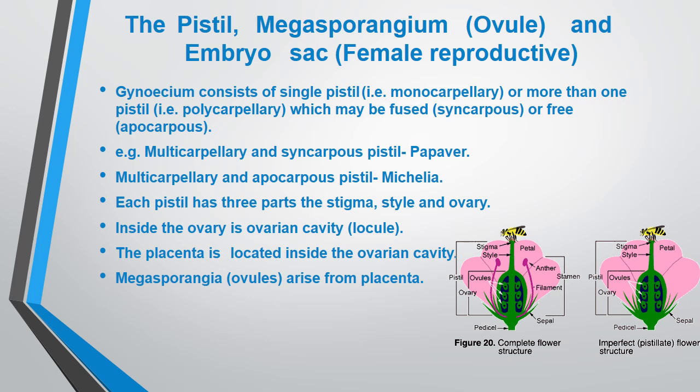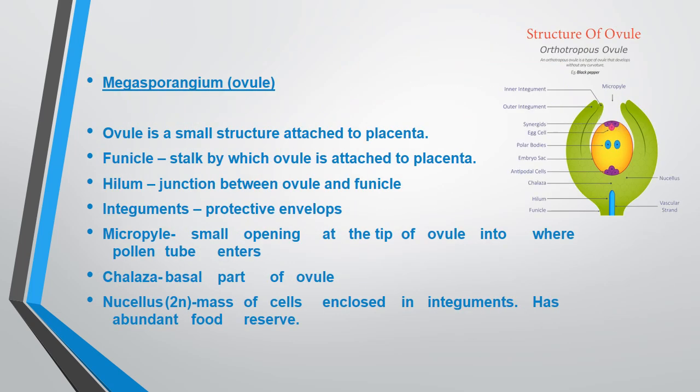The example of multicarpillary along with syncarpous pistil is the Papaver flower, and for multicarpillary and apocarpous pistil, the flower example is Michelia. Each pistil has three parts: the stigma, the style, and the ovary. Inside the ovary is the ovarian cavity, that is called the locule. The placenta is located inside the ovarian cavity, and the megasporangium, the ovule, arises from the placenta. Now the other thing, the megasporangium, which is called the ovule.